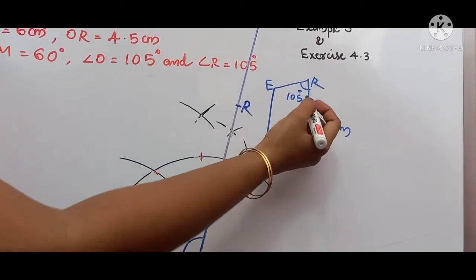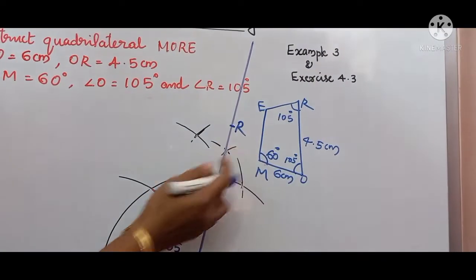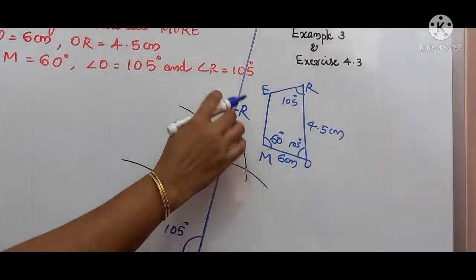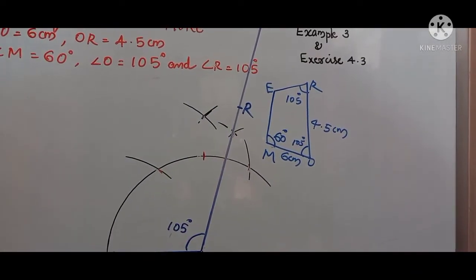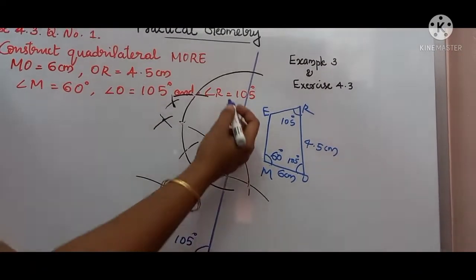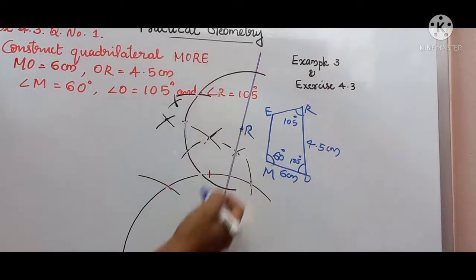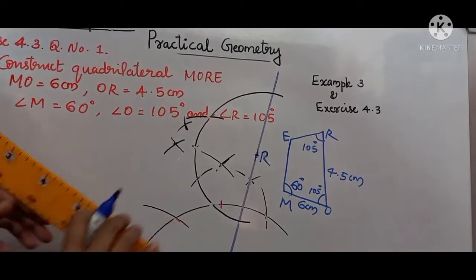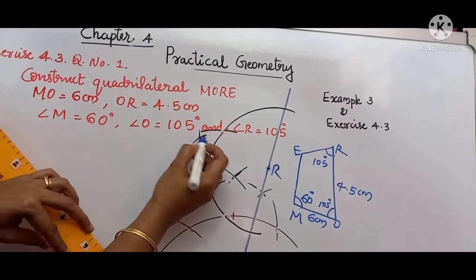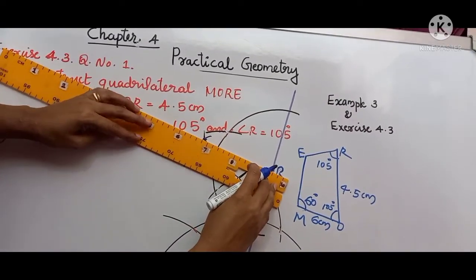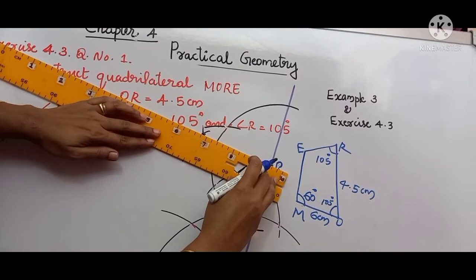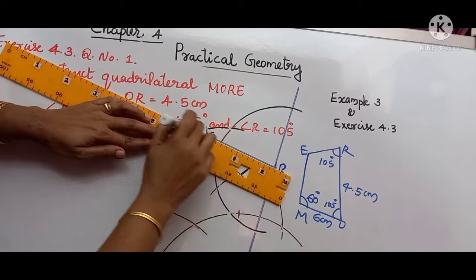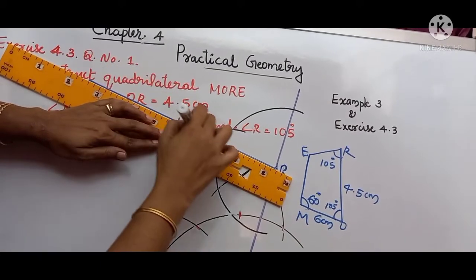Next step, we have to construct that 105 degree angle at R. In a similar way, we can construct 105 degrees at R, and when you are doing it, you can turn your notebook and do it properly. Now we have constructed this 105 degree angle at R. Similar to what we have done here, we have drawn the 105 degree angle and marked this point, and joining that point and R by using a ruler, draw a line like this.